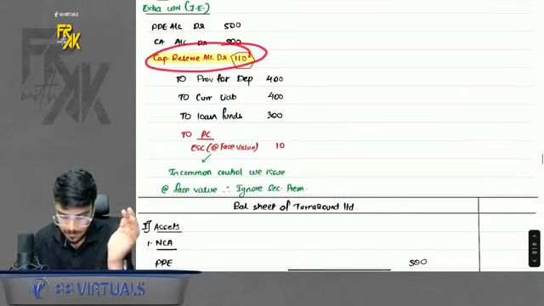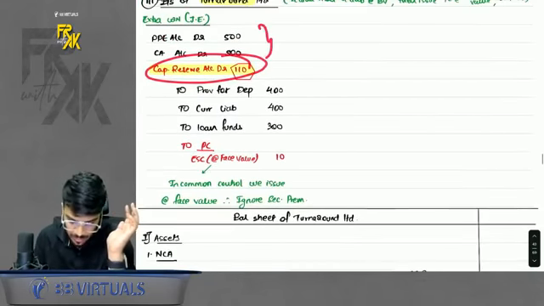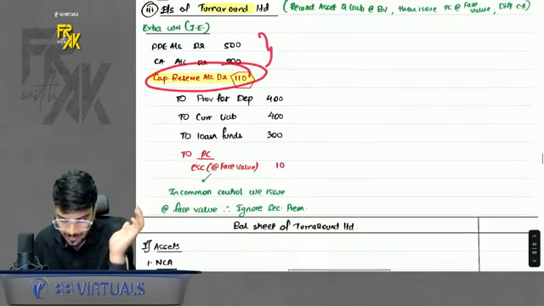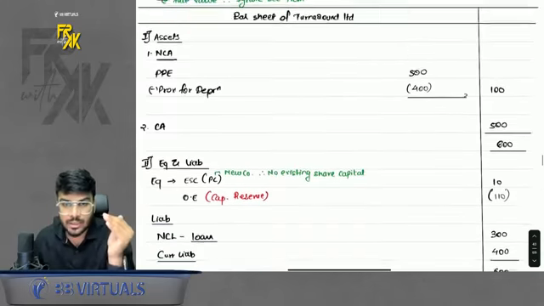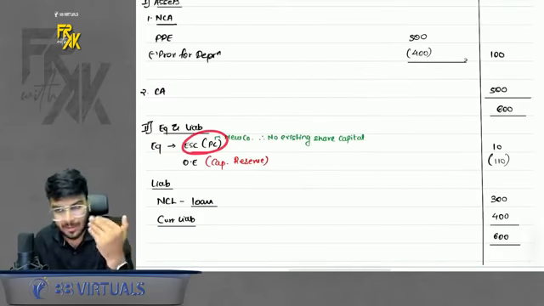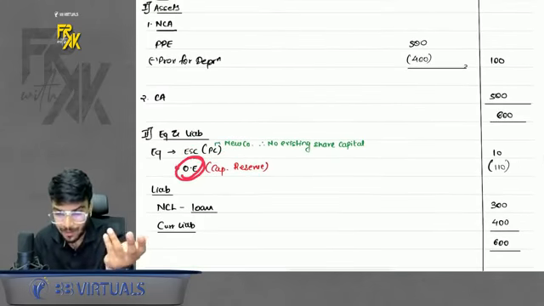Now just prepare the balance sheet. Whatever assets you recorded will appear in the balance sheet. Whatever liabilities are there will appear in the balance sheet. Issue of PC will impact your equity share capital. Whatever capital reserve you got will impact your other equity.